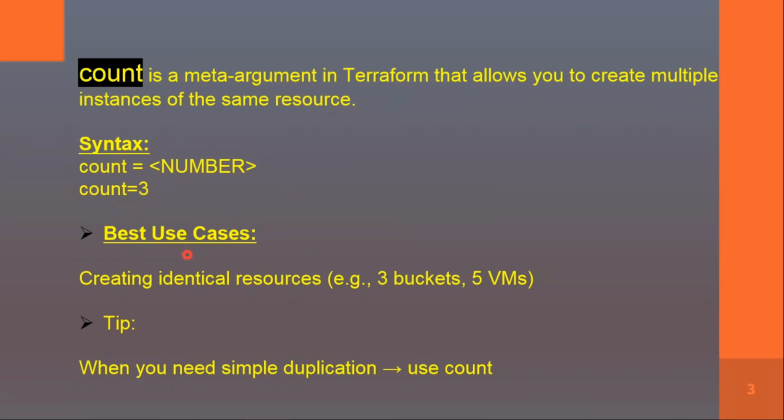What is the best use case for using this count meta argument? When we are creating identical resources. Suppose I want to create 3 buckets of similar configuration at a time, I can use this count meta argument. If I want to create 5 virtual machines of the same configuration, I can use this count meta argument. Also, using this count meta argument, we can avoid duplication of code. Instead of writing the code again and again, we can simply use this count meta argument to loop that particular code using count.